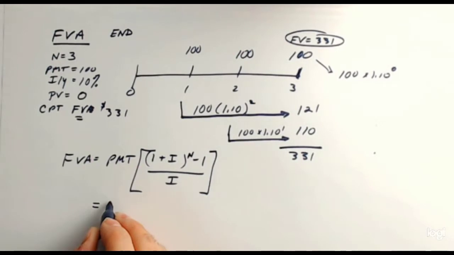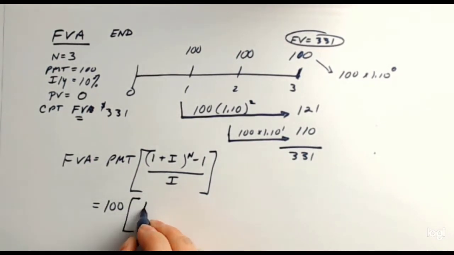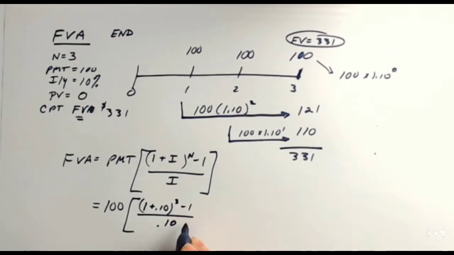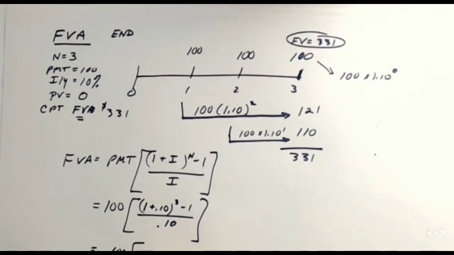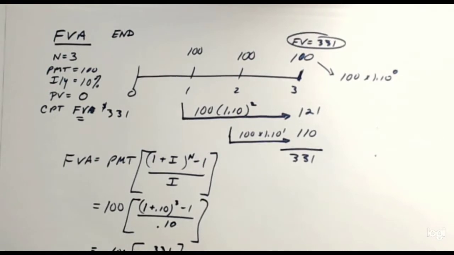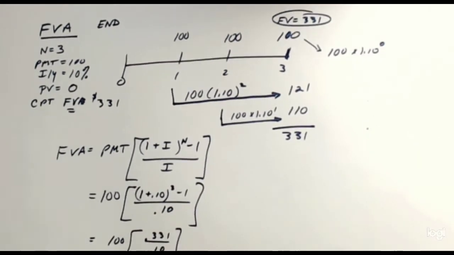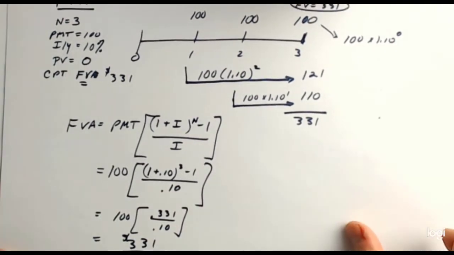So if we put $100 as the payment, and then we say 1 plus 0.10 to the 3rd power minus 1, divided by 0.10, let's see what that comes out to be. This will come out to be 100 times 0.331 divided by 0.10, and out will pop $331. Here we go, $331 right there.